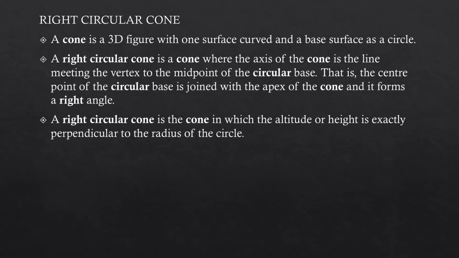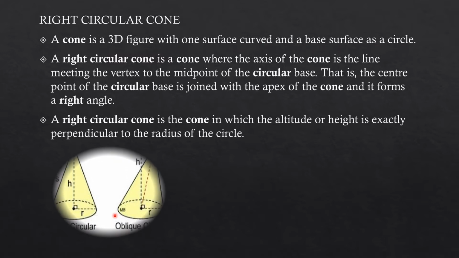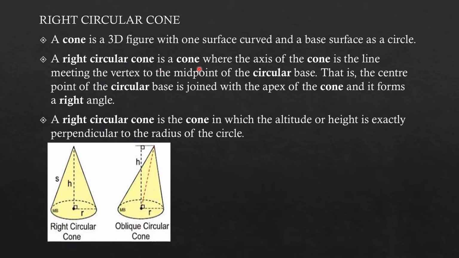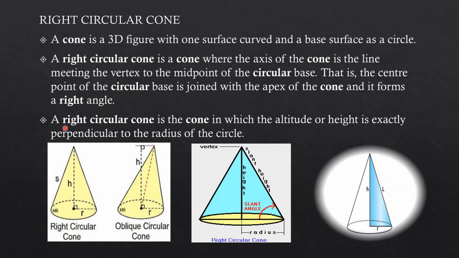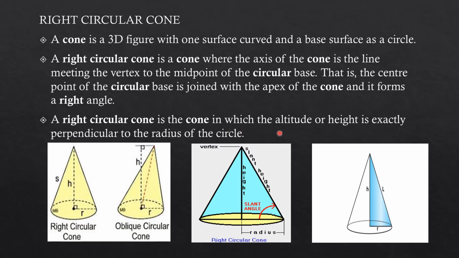Right circular cone. A cone is a 3D figure with one curved surface and a base surface as a circle. A right circular cone is a cone where the axis of the cone is the line meeting the vertex to the midpoint of the circular base, that is, the center point of the circular base is joined with the apex of the cone and it forms a right angle. A right circular cone is a cone in which the altitude or height is exactly perpendicular to the radius of the circle.